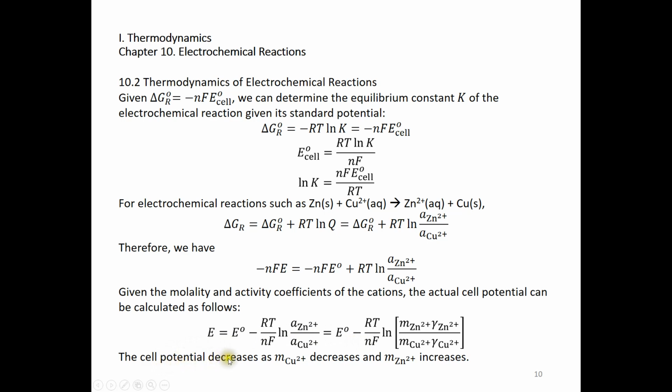The cell potential decreases as the concentration of copper 2 plus decreases. So you can tell, if this decreases, this whole thing increases, and the logarithm increases, and because there's a negative sign here, this E decreases. What if the concentration of zinc 2 plus increases? Well, similar analysis. When this increases, this whole thing increases, the logarithm of this increases, and because of this negative sign, then cell potential decreases.